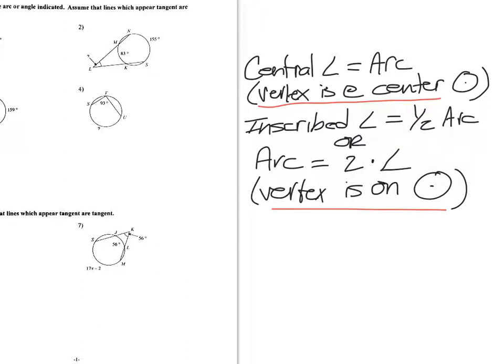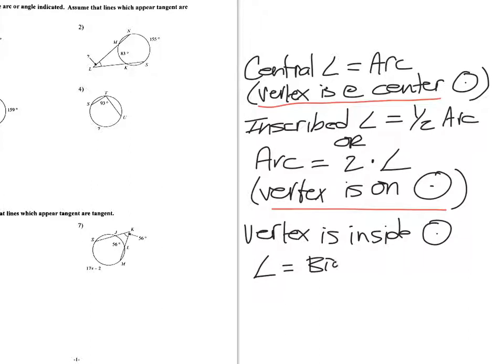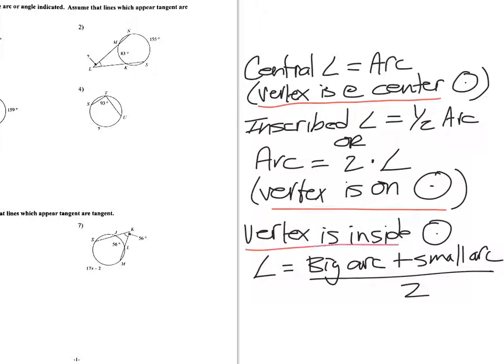So today we're going to learn about a couple others. When the vertex is inside the circle, but it's not at the center, it's just inside the circle, the angle is equal to big arc plus small arc, divided by 2. So vertex is inside the circle.